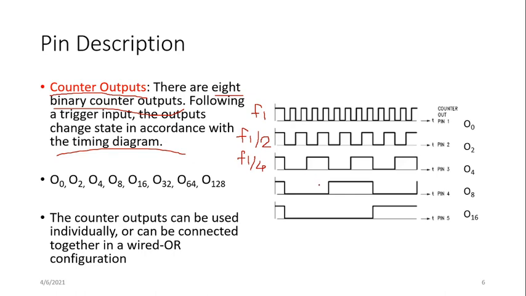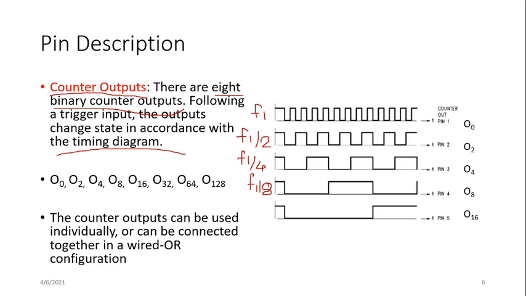Okay. Next is f1 divided by 8, and therefore you can get the name there. Every time the time period is multiplied by 2, whereas the frequency is divided by 2. It means the previous frequency is divided by 2 in the next output. So there are 8 different binary counter outputs available with IC2240.